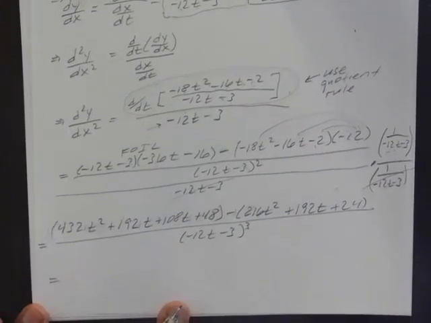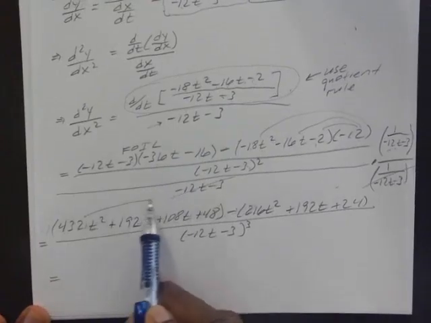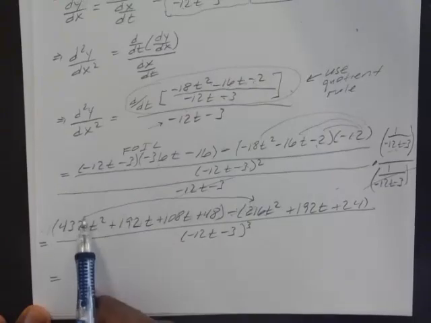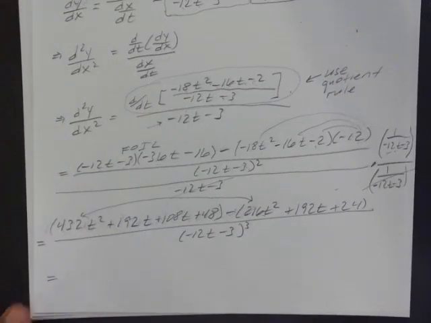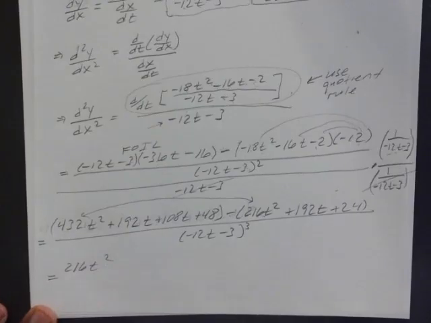Okay, so we have just enough room to simplify it. If we have 432t squared, and if we distribute that negative, that'll be minus 216t squared. 432 minus 216 is just 216t squared.